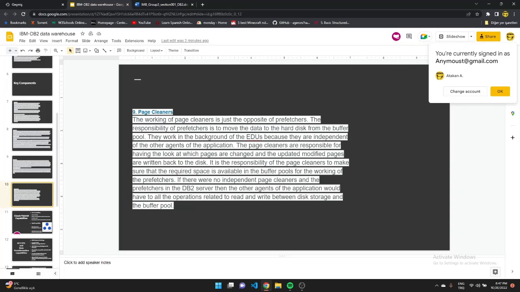Again, they're the actual operation which opens up the space. If there are no independent page cleaners and prefetchers in the DB, then the other agents of the application would have to perform all operations related to reading and writing between disk storage and the buffer pool.